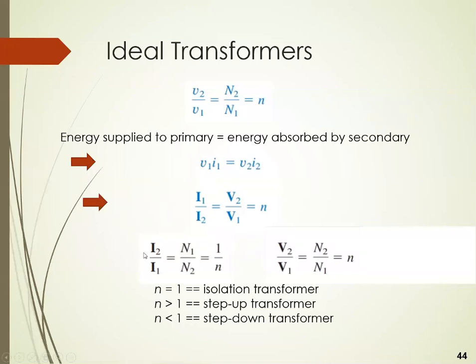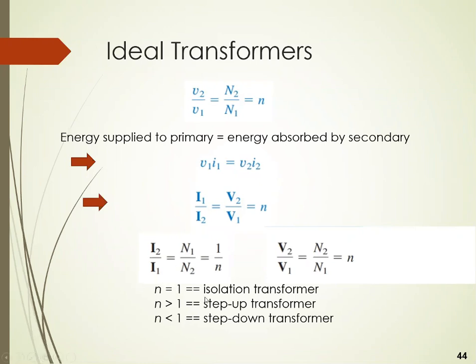Okay, so those are the two expressions we have for turns ratio. And you just have to be careful because the order swaps. But if you keep the same order, I2 over I1 will be 1 over n, and V2 over V1 will be just n. Okay, and this is important because this turns ratio n defines the function of the transformer.